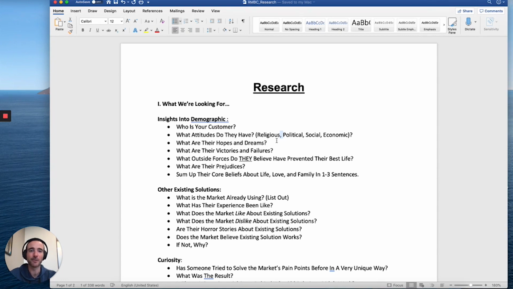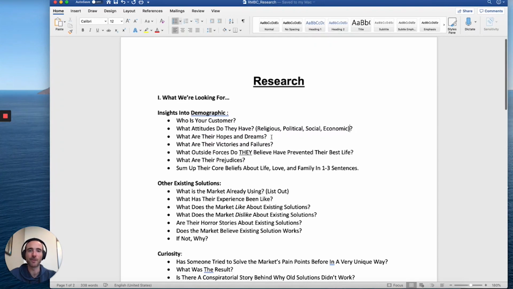And same thing with economic too, right? If they're lower class, middle class, upper class, are they retirees? Are they big savers? Are they big spenders? Are they big shoppers? We want to understand their attitudes about the economy in general and things like that. What are their hopes and dreams? Super important because we want to know what are they really looking to achieve, not just as far as the product goes, but in life, right?